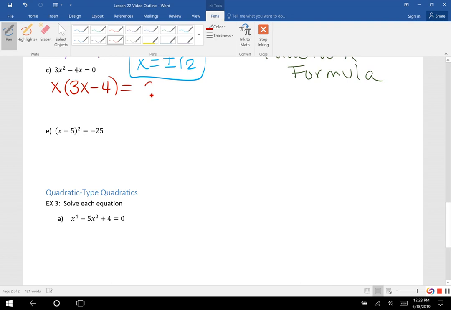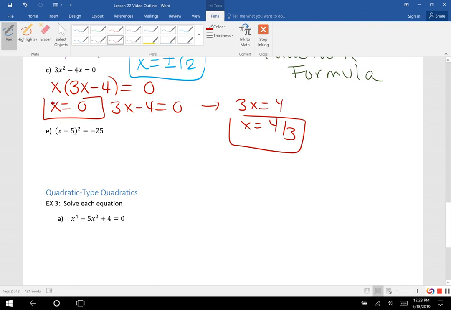So that means x could equal 0, or 3x minus 4 could equal 0. Add the 4, divide by 3. So I've got two answers, 4/3 and 0.